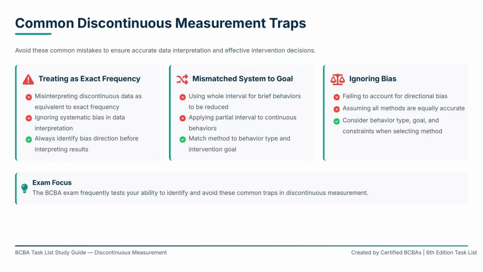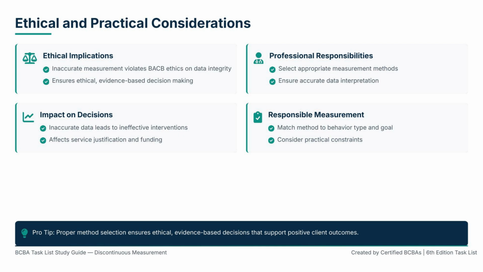The biggest mistakes include treating estimates as exact frequency, using the wrong system for the goal, and ignoring bias entirely. The BCBA exam frequently tests your ability to avoid these traps. Inaccurate measurement isn't just a technical issue, it's an ethical one. Poor data leads to poor decisions, ineffective interventions, and service justification problems. Selecting the correct measurement system supports ethical, evidence-based practice.